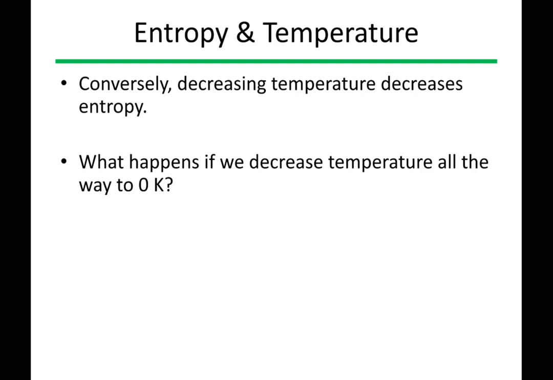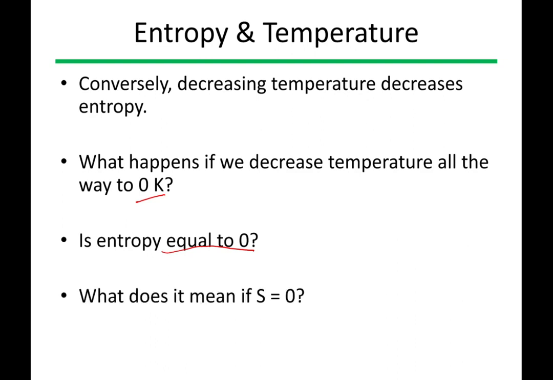And we can think about what would happen if we decrease the temperature all the way to 0. Well, if we decrease the temperature all the way to 0, there'd be no more motion of the particles. So the entropy would be all the way equal to 0, almost, but not quite. We'd also have to fix the arrangement of all of them. And what would that mean for 0 entropy?